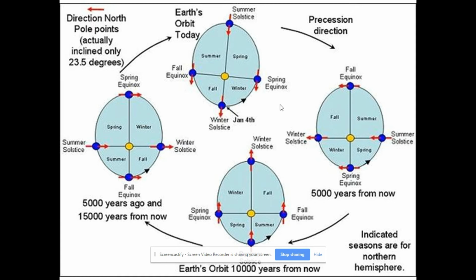If you look at this, there's a red arrow. The red arrow is the direction that the North Pole is pointing. Now, it's not aimed directly at the sun, obviously, but we're talking about the tilt of the axis. Right now, it's 23.5 degrees. What we're saying is, when you see the red arrow pointing down, that means the axis in the northern hemisphere is tilted at the sun.